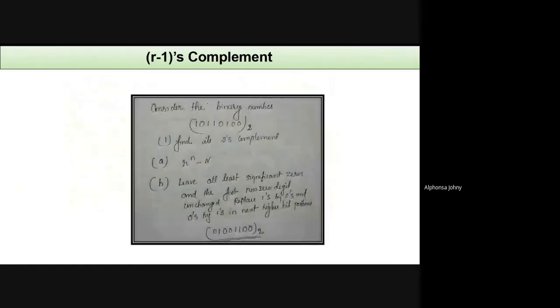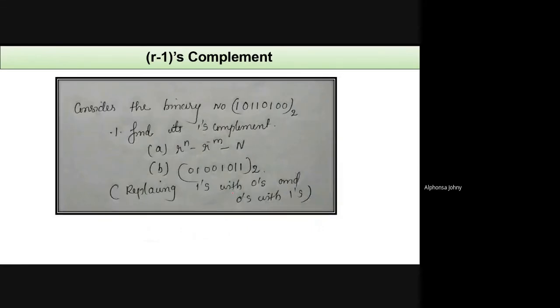There are two methods to find out the ones complement of a binary number. The first method is using the equation r raised to n minus r raised to minus m minus capital N that we have done, and it will take some time. And the second method is that we can simply replace ones with zeros and zeros with ones.